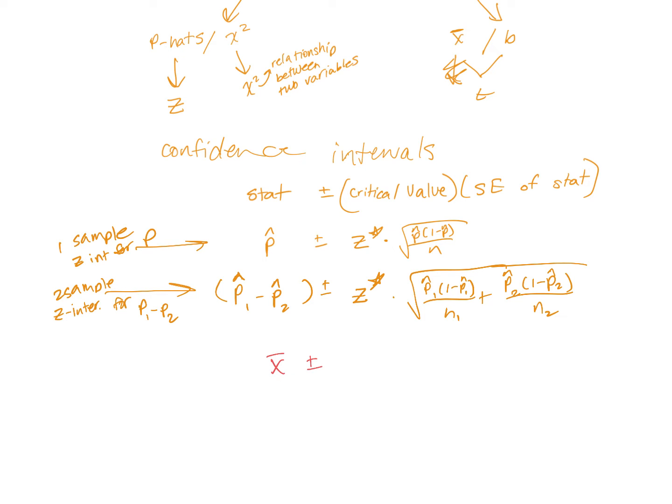All right, X bar plus or minus, for a 1 sample T interval for mu, right? This time it's going to be a T star, and we're going to use the standard deviation of the X bars.